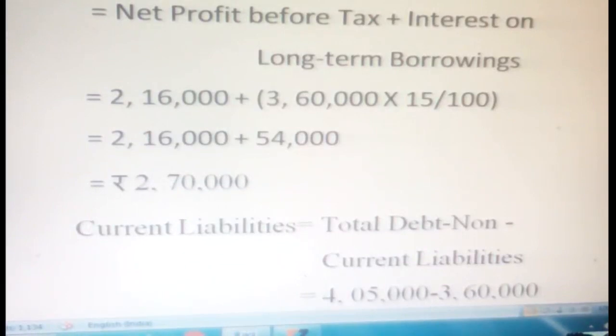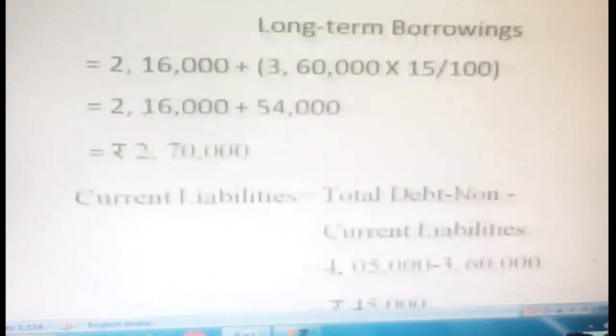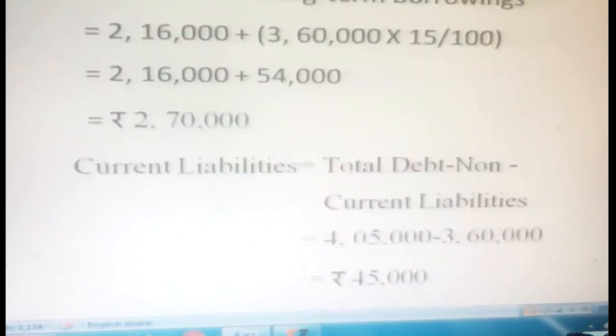Now, current liabilities, from total debts. How do we calculate current liabilities? We are going to work it out for working capital, correct? So total debts minus non-current liabilities. What is the total debts? 4,05,000 minus non-current liabilities 3,60,000. Naturally, you get the current liabilities.